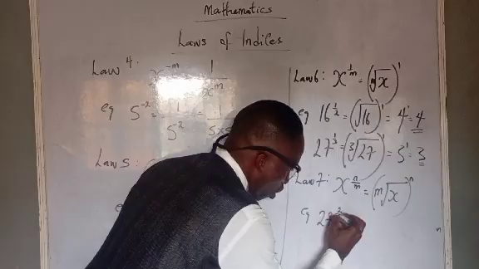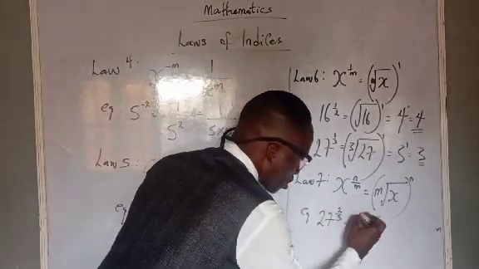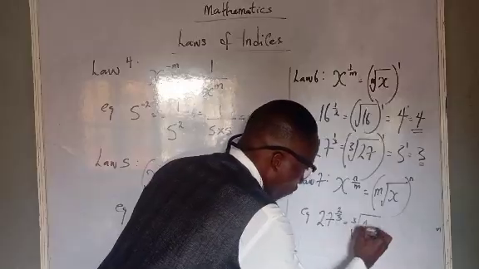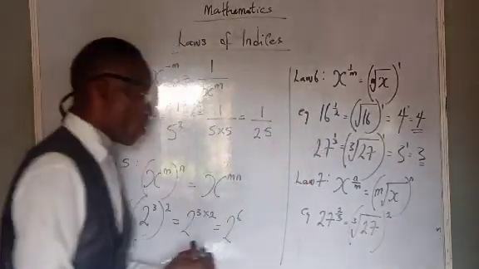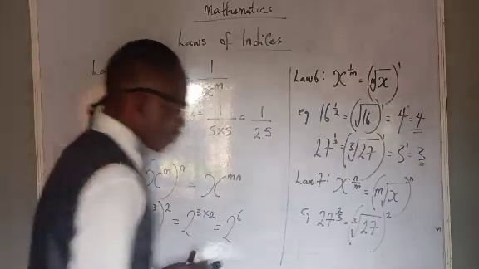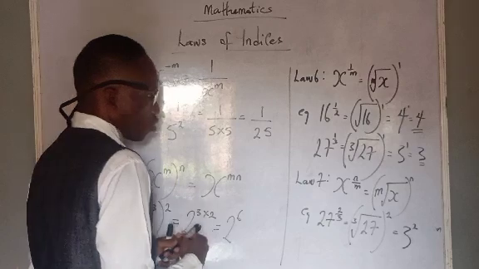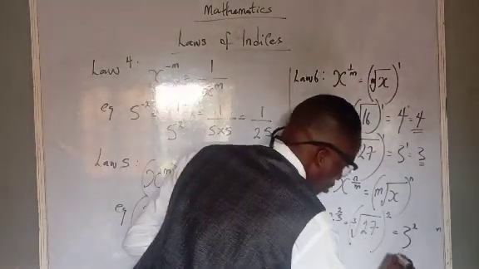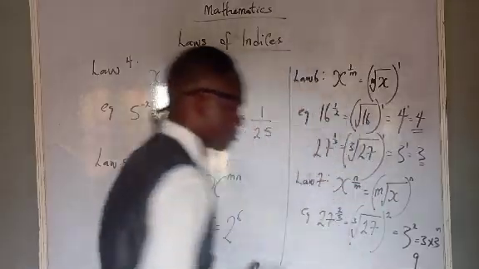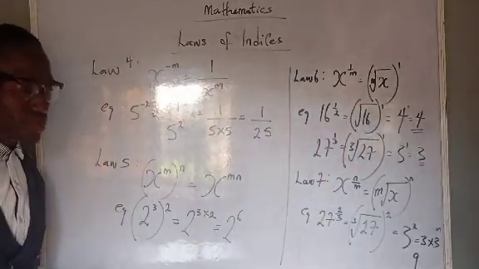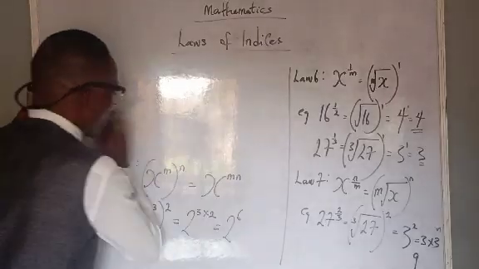27 raised to 2 all over 3. It follows this law. So I can say the cube root of 27 with 2 as the power, following the law. So I'm going to be having 3 raised to the power of 2, which will give me 3 times 3. It will give me 9. Are we there now? Are we together? Or I can take another example to cap it up.